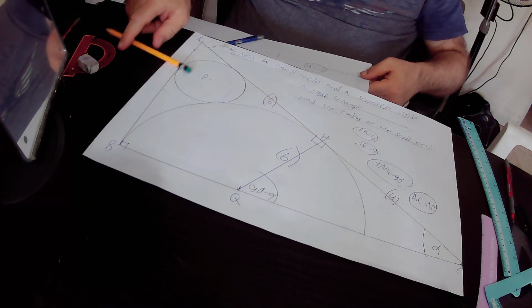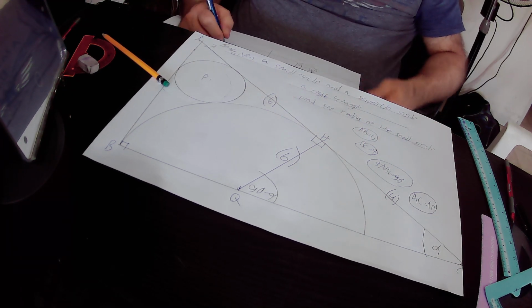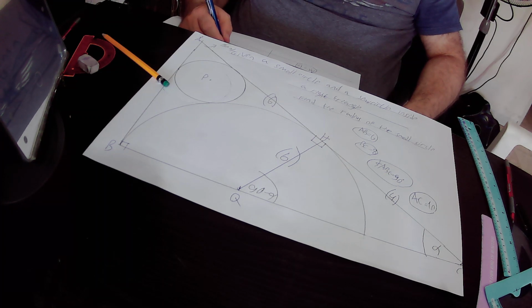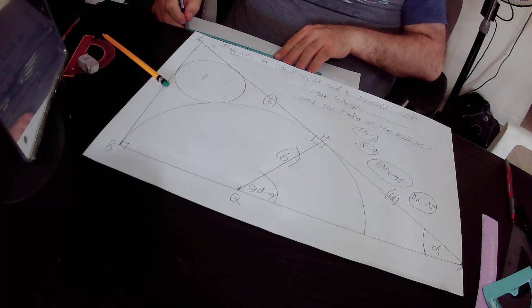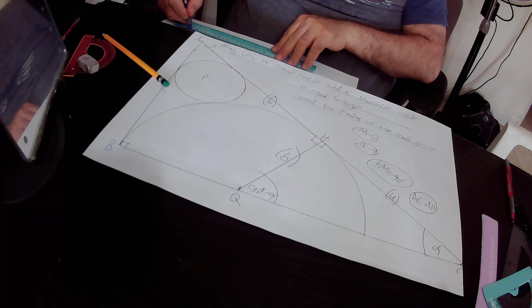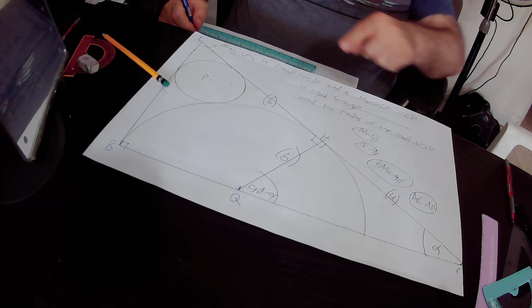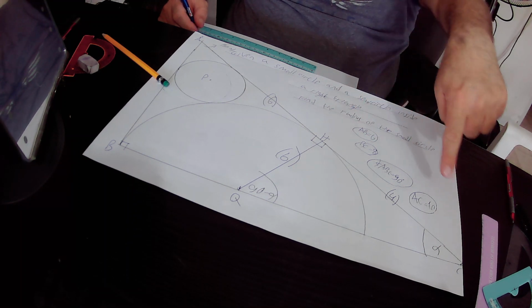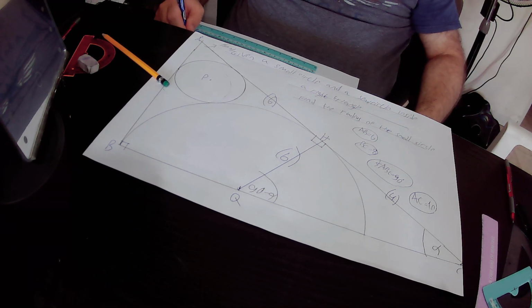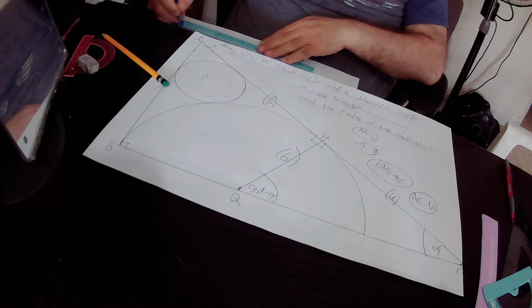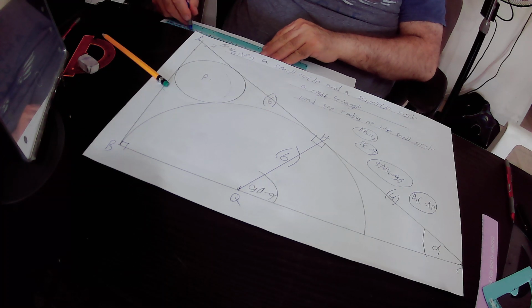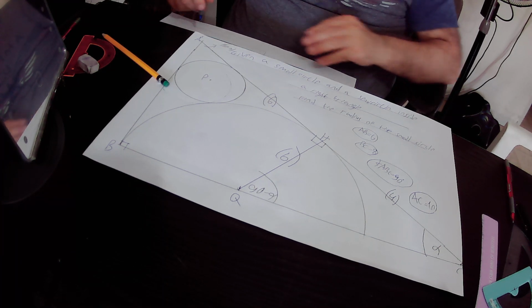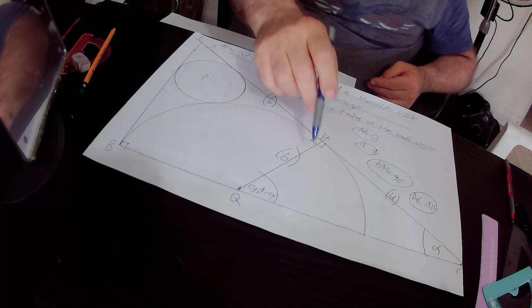So write it down. We prove that the big right triangle ABC is similar to the small right triangle HQC. So why is the big right triangle ABC similar to this small right triangle HQC?